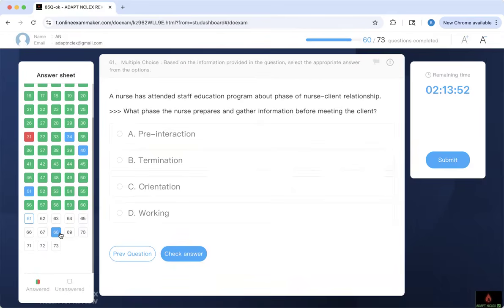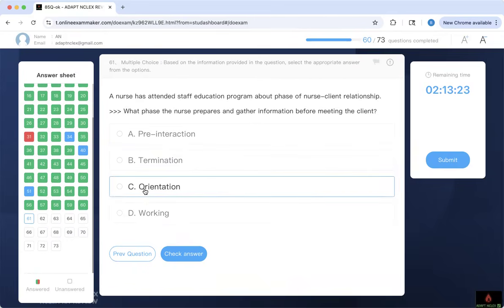We're at 60. We have 13 more questions because of the case study. We did 3 case studies and other ones. So those are all 6 questions. What do you think? And next, a nurse attended a staff education program about phases of the nurse-client relationship. Know this. When you have to meet a patient, there are phases. Which phase does the nurse prepare and gather information before meeting the client? That means I get information before I go and see them.